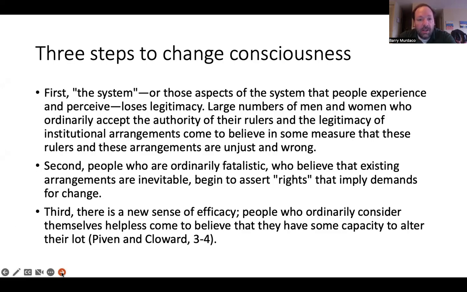You can see the page numbers at the bottom of each slide here in case you're interested in looking at it. So what are the steps to change consciousness? They say first, the system or those aspects of the system that people experience and perceive loses legitimacy. So people essentially stop believing in the system. They believe that the system is not a legitimate system anymore, that the system, more broadly the political and economic system, is not a fair system.